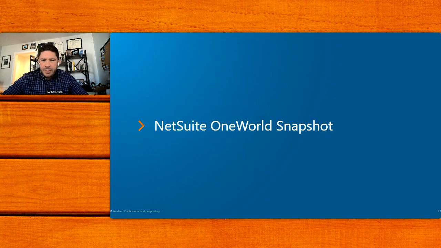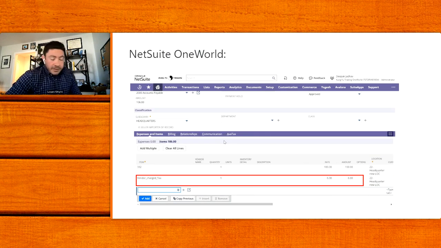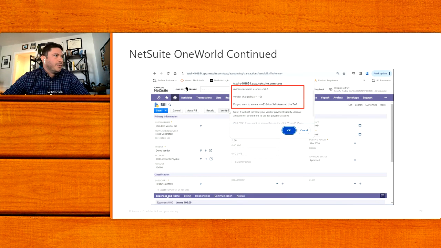Right, moving on to NetSuite One World. So it is going to operate very, very similarly. In NetSuite, we've given you the ability to, on the purchase invoice, do the initial tax from the vendor, as you can see here from the line item. And instead of statistics in NetSuite One World, we use verify tax.